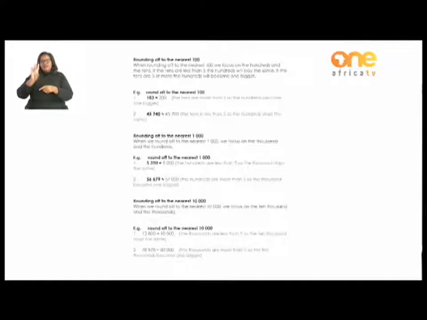Rounding off to the nearest 1,000. When we round off to the nearest 1,000, here we focus on the thousands and the hundreds. Now let's look at our first example. Rounding off to the nearest 1,000.